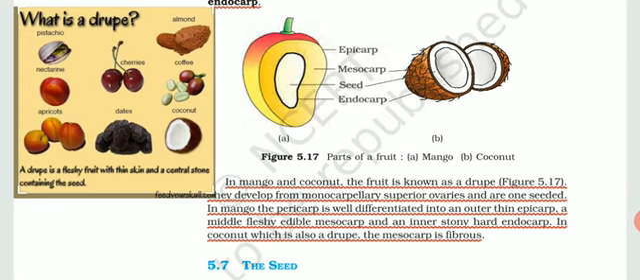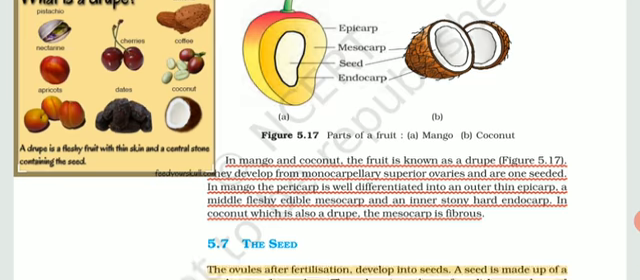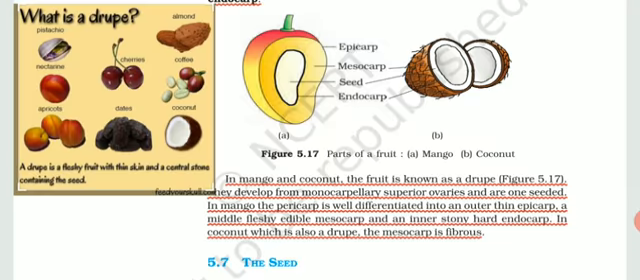Then if we talk about how they develop, they develop from monocarpellary superior ovaries. We have already talked about monocarpellary, meaning there is only a single carpel. Mono means one, carpellary means carpel or pistil. Superior ovary means flowers which are hypogynously arranged, and they are mostly single seeded. In case of mango, pericarp is well differentiated. We have already talked about all three layers, epicarp, mesocarp and endocarp. In coconut also, mesocarp is mostly fibrous in nature.